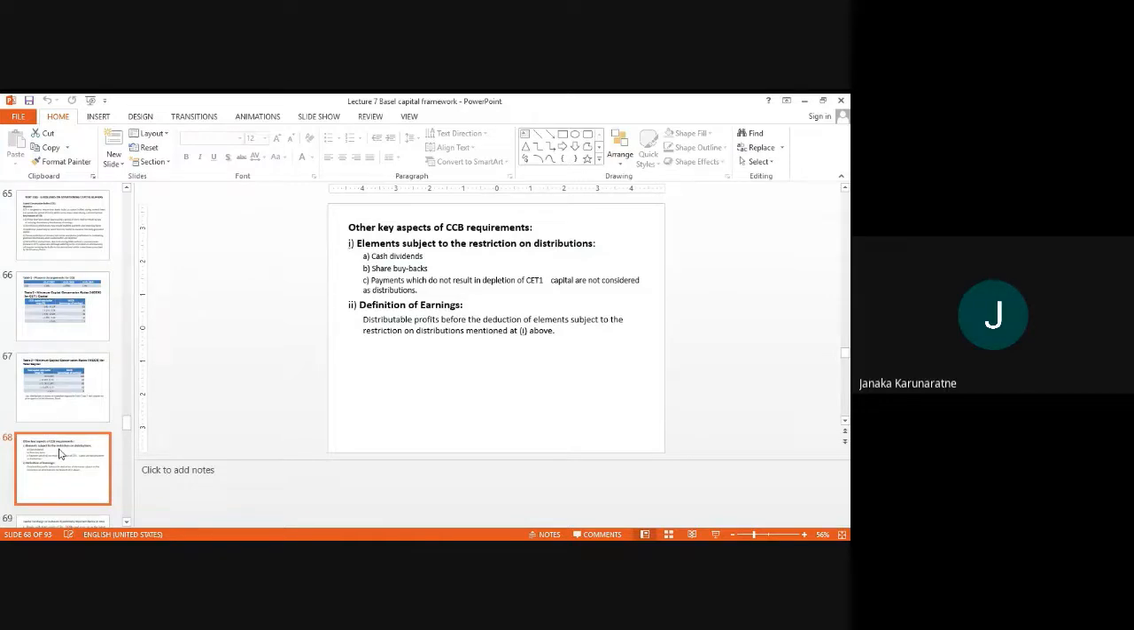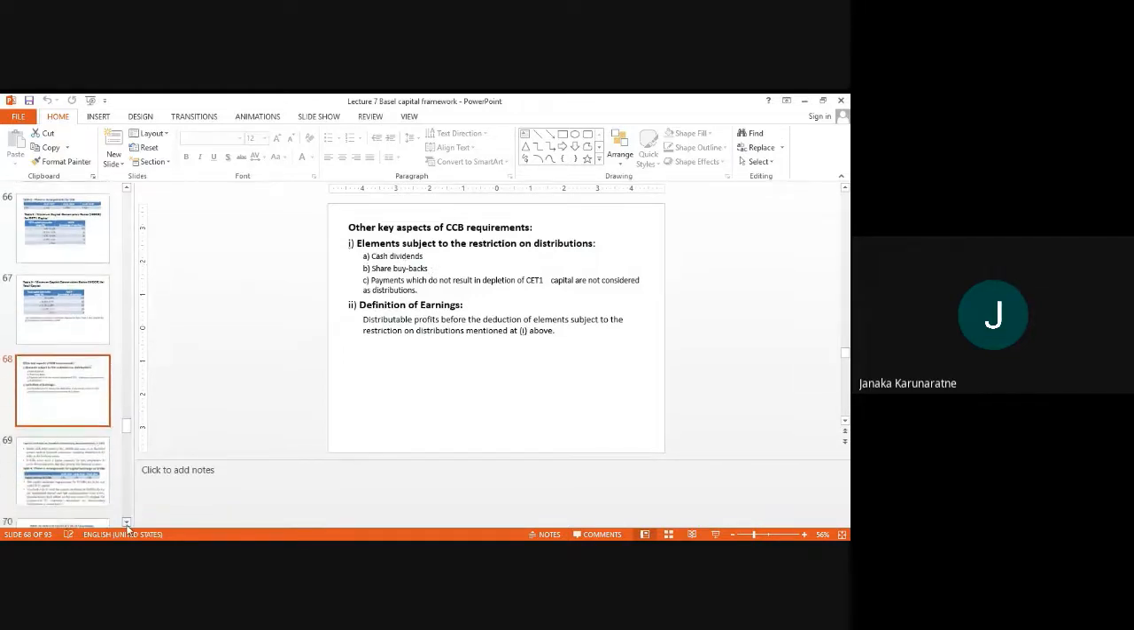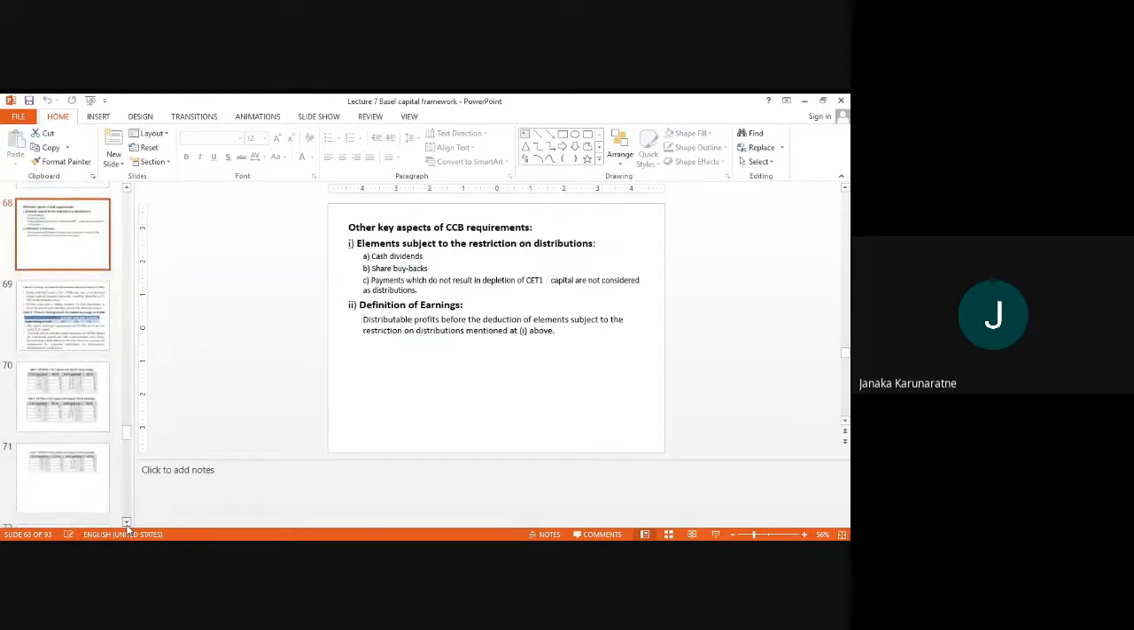Now, the definition of profits is also given: distributable profits before deduction of elements subject to restriction on distribution mentioned in 1. So any profits before reduction of these elements. That's how the discipline is brought among the banks. Okay.